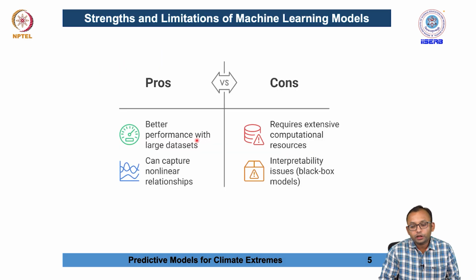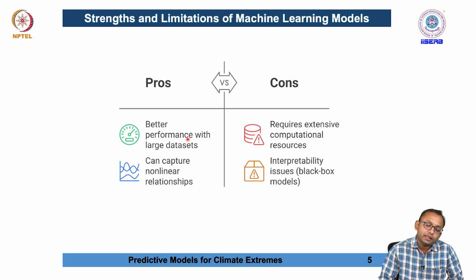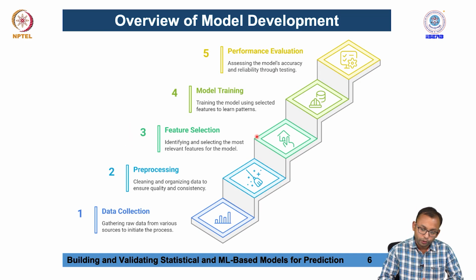What are the pros and cons we have discussed? For example, when you are talking about statistical and machine learning models, the statistical models have, let us say, better performance with large data sets and can capture non-linear relationships, but these models require extensive computational resources, and there are interpretability issues with machine learning models, because these days we are primarily focusing on ML-based or AI-based models. So, these are some of the limitations of these different modeling setups.